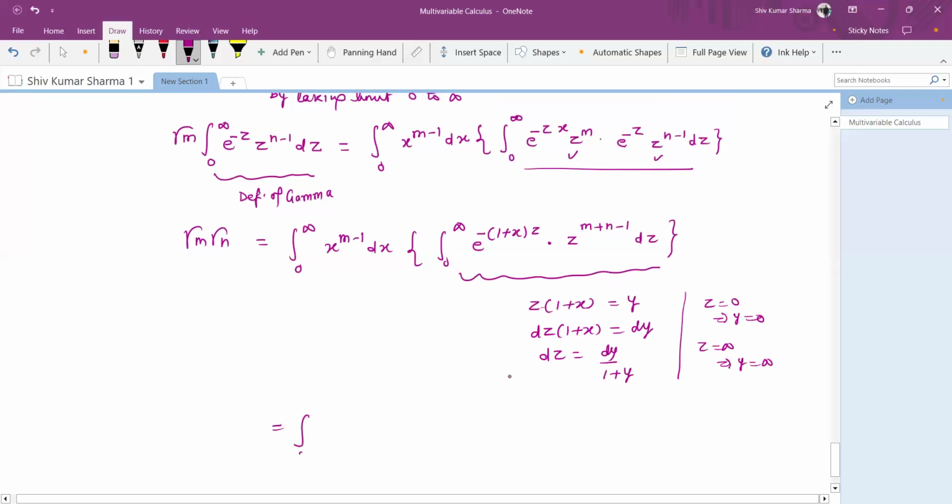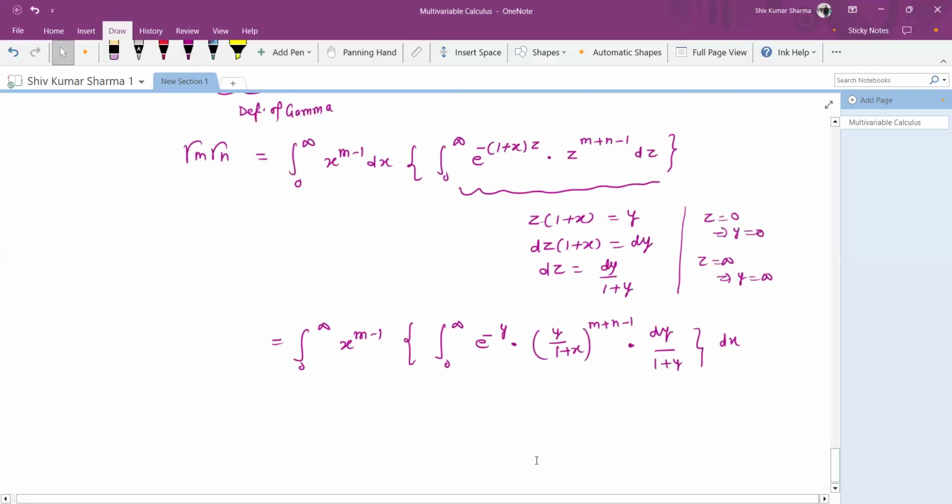So this you can write as the integral from 0 to infinity of x raised to the power m minus 1 into, limits remain the same, e raised to the power minus y, and second, in place of z we can write y upon 1 plus x. So we write y upon 1 plus x in place of z, with power m plus n minus 1 into dz. The value of dz is dy upon 1 plus x, into dx.